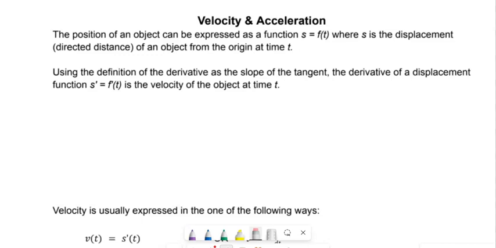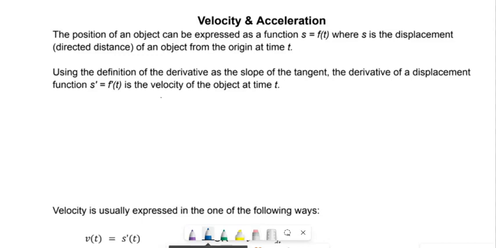So today we're going to be talking about velocity and acceleration. The position of an object can be expressed as a function, s equals f of t, where s is the displacement, a directed distance of an object from the origin at time t. Using the definition of the derivative as the slope of the tangent, the derivative of a displacement function is the velocity of that object at time t.